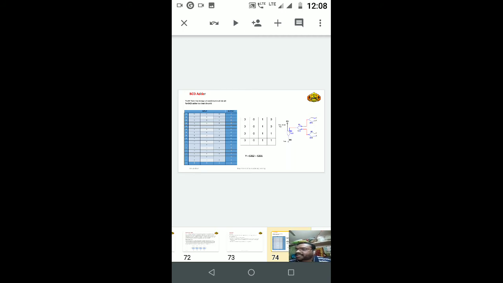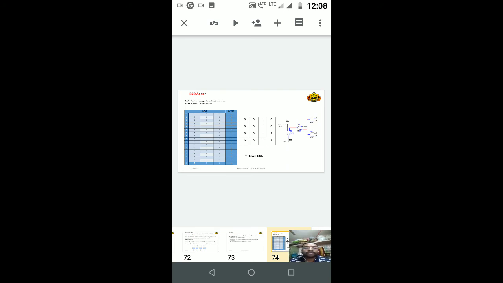And for the BCD adder, how many inputs? 4 inputs, because BCD numbers are always represented in 4 bits. So, these 4 bits are S0, S1, S2 and S3. Means how many possible conditions are there? There are 4 inputs, that is why it is 2 raised to 4, which is 16. So, there are 16 possible conditions. It starts from 0 and ends at 15.